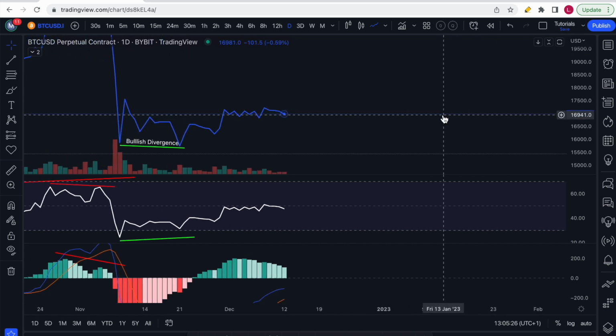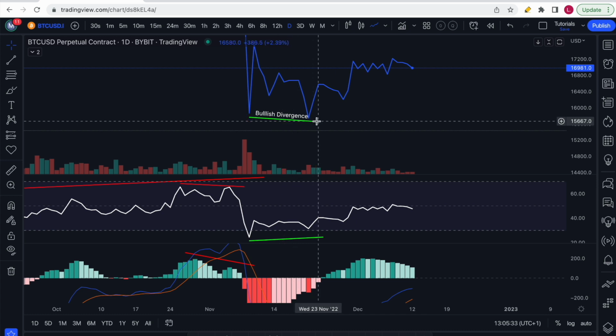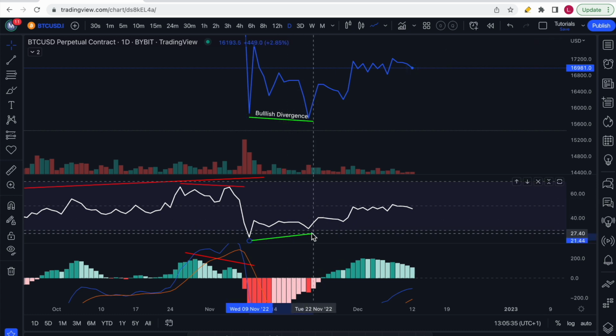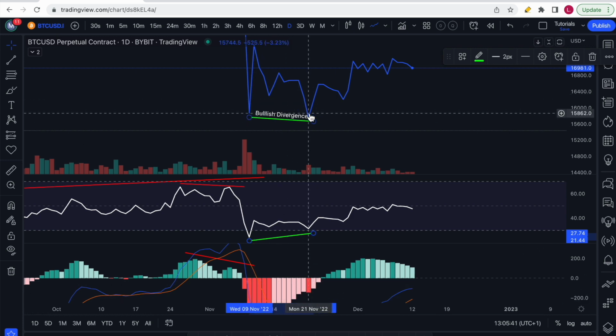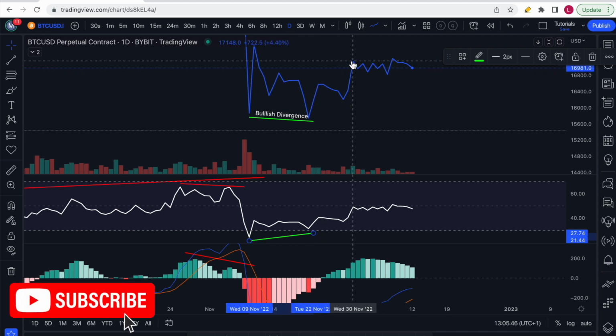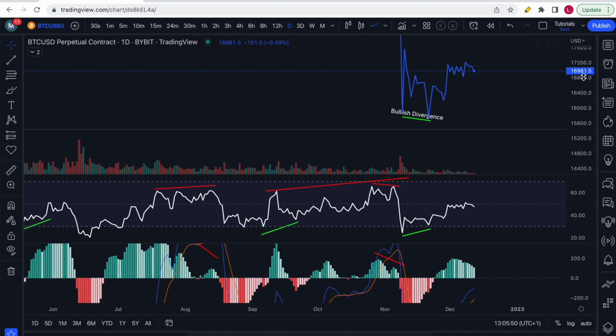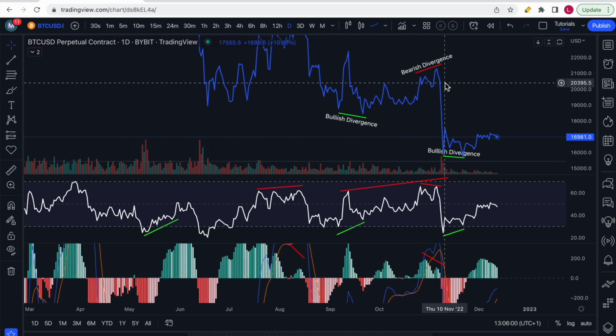And the last example I want to give you, you can see that the price action was clearly going down while the RSI confirmed an uptrend, and also the MACD histogram was going up. So that is a bullish divergence, and after that you can see price going up all the way to this point. I hope that this video gave you some good examples on how you can spot divergences.